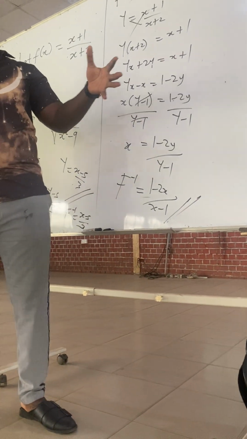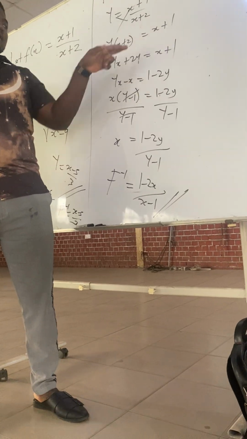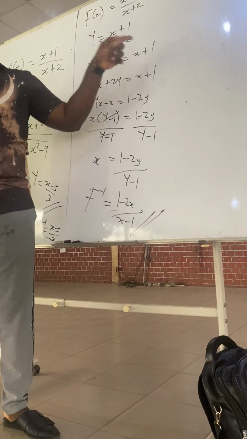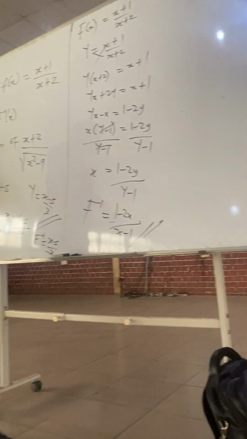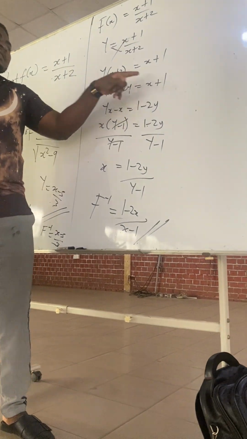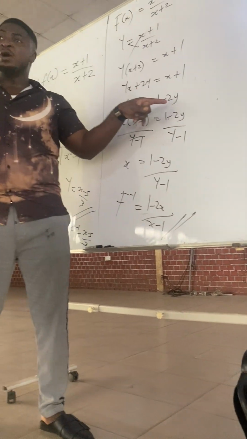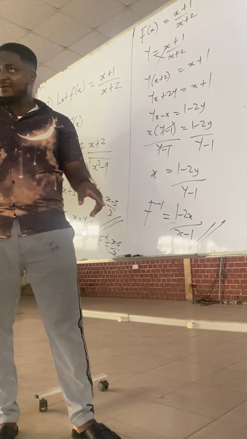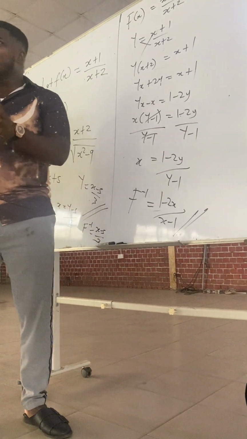I want all the x to be on one side, right? See what I did? At this point, I brought x to this side and brought 2y to this side. Let x be on one side, let y be on the other. So class, when x comes to this side, the sign will change from positive to negative. And when plus 2y goes to this side, it becomes minus 2y. Making sense?